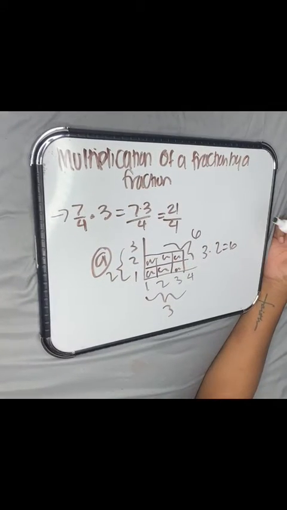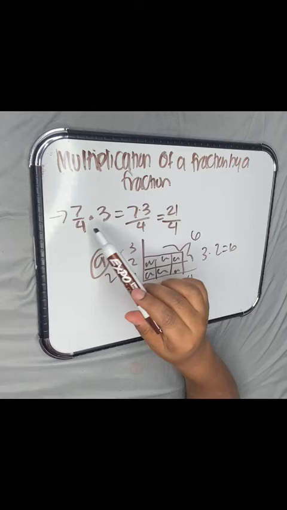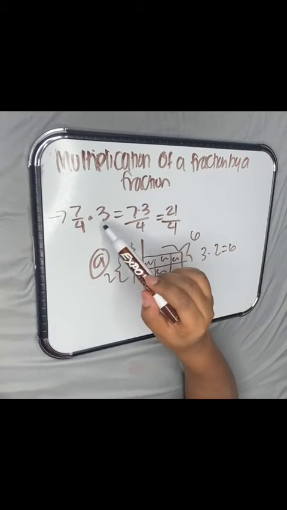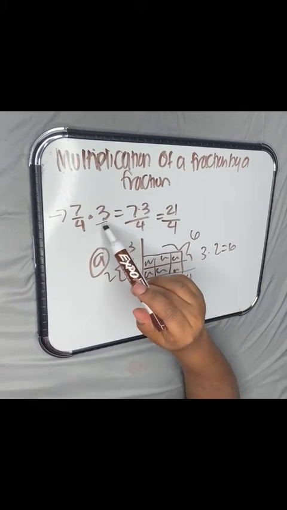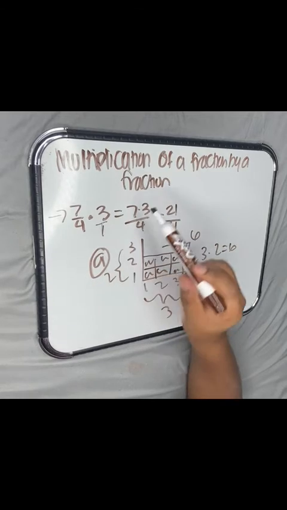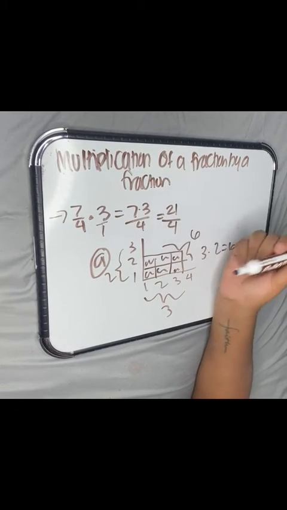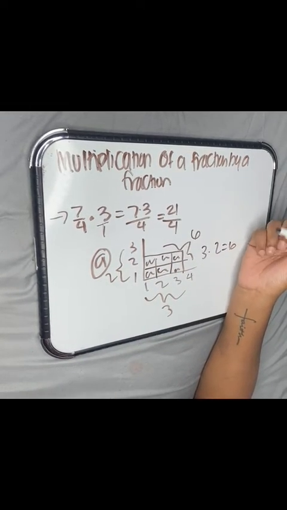Okay, so multiplication of a fraction by a whole number. Here we have 7 over 4 times 3. Since we don't have to worry about the denominators, even though we know that 3 is over 1, we can just say 7 times 3 is 21 over 4, because that is the answer and that is what it is.